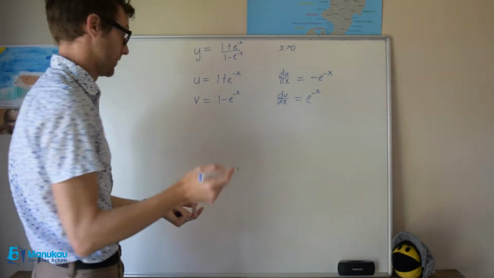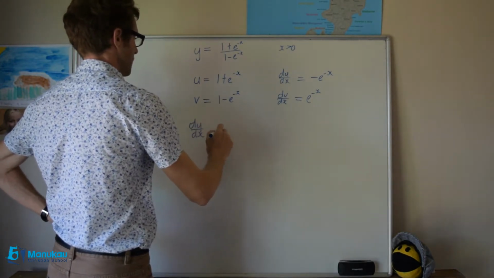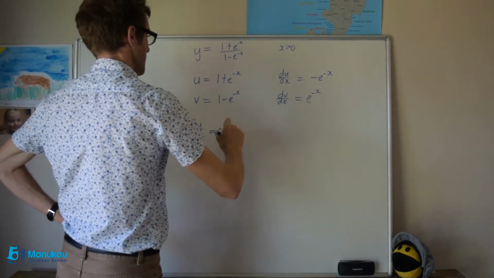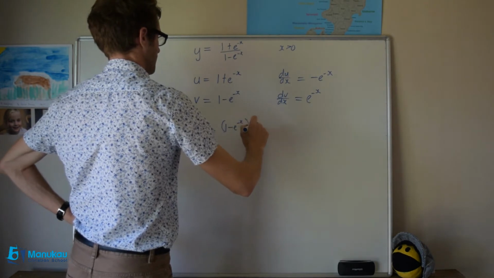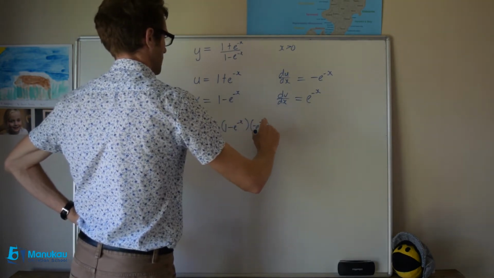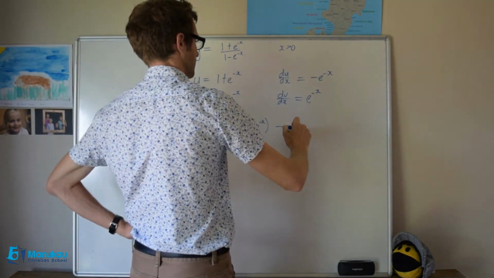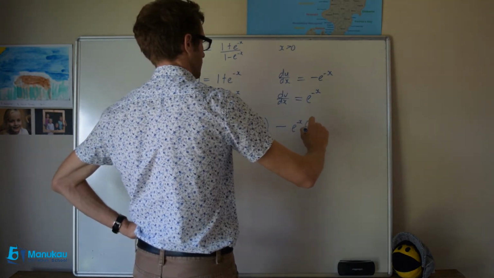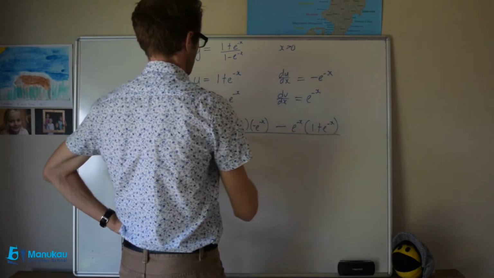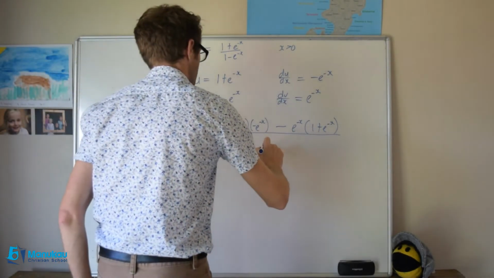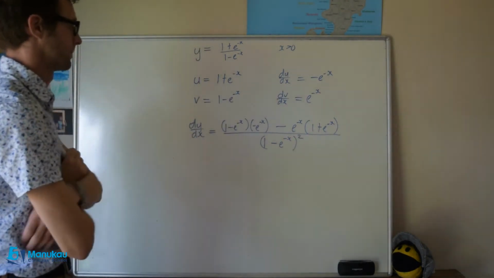And we use the quotient rule, so at this point we're going to go dy/dx is equal to v times du/dx minus u times dv/dx, all over v squared, this one here squared. So that's the start.